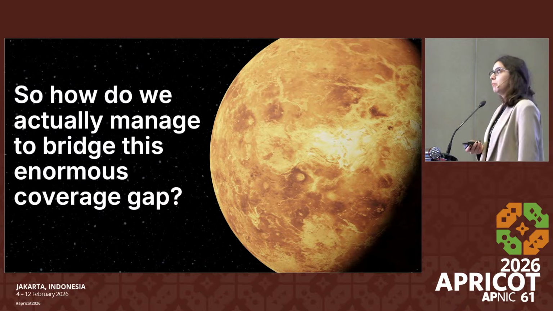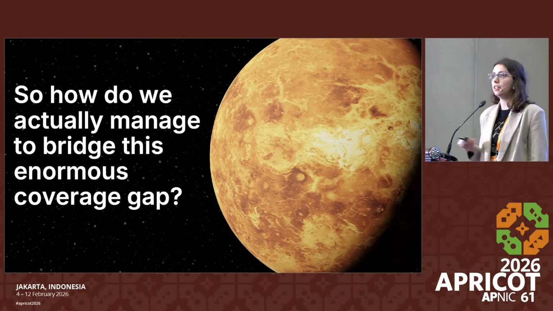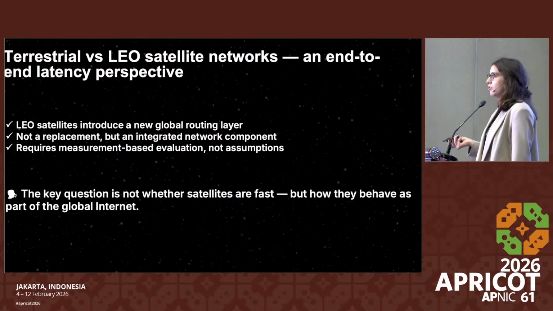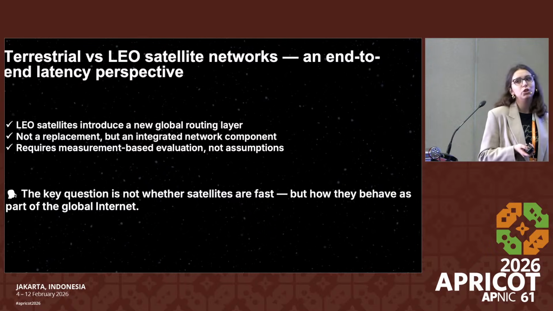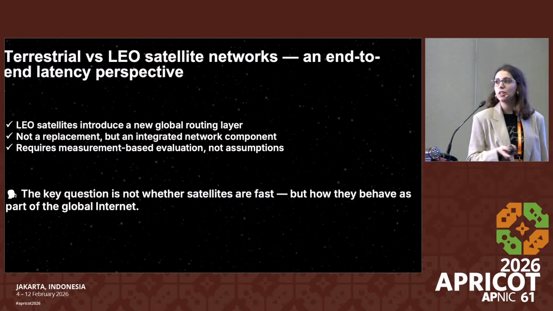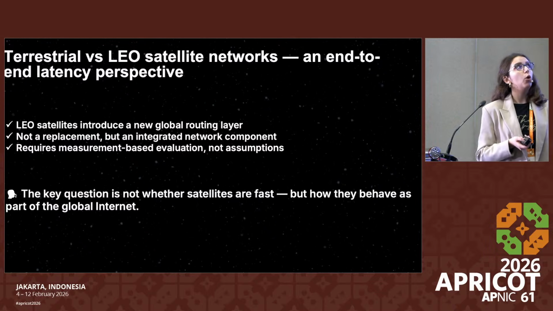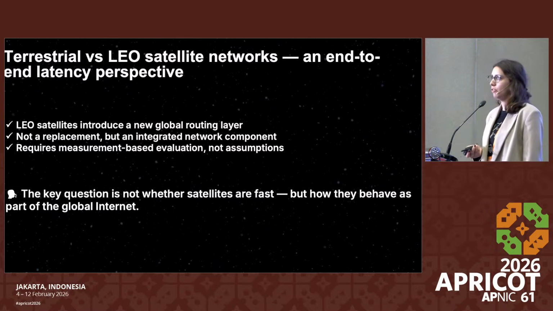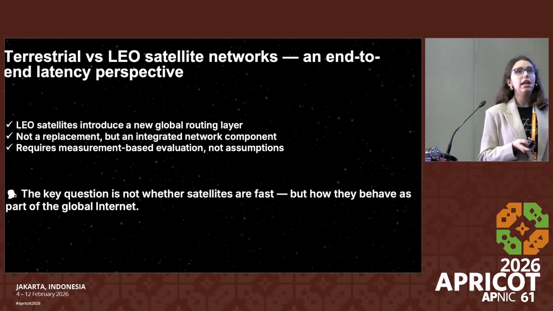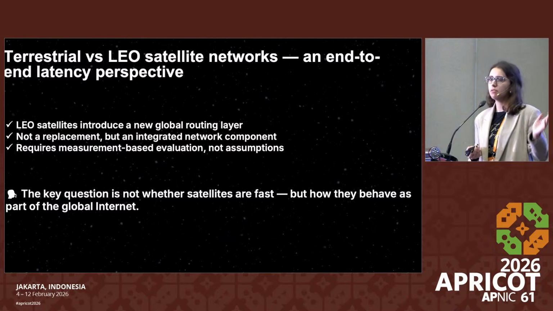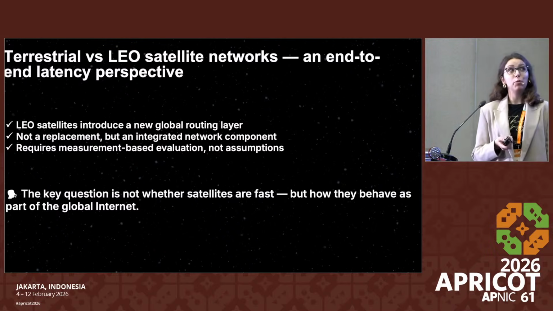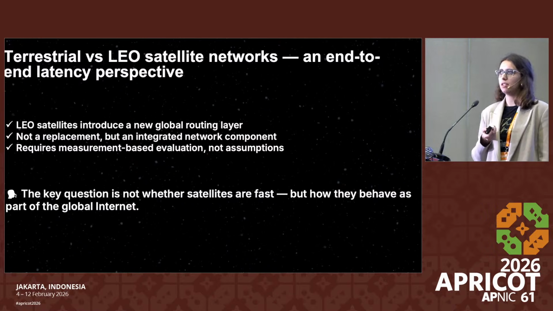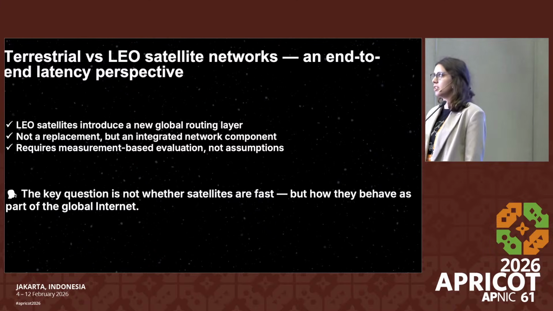So how do we manage to fill this gap? By adding another routing layer to the internet, let's say, with a LEO satellite, or low Earth orbit satellite. This is not a replacement. This is a complementary technology to the terrestrial network. And these facts require measurement-based evaluation, not assumption. That's the reason why I chose RIPE Atlas, to measure these things, not just simulate them.